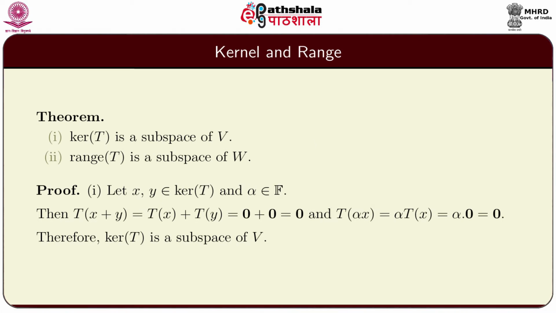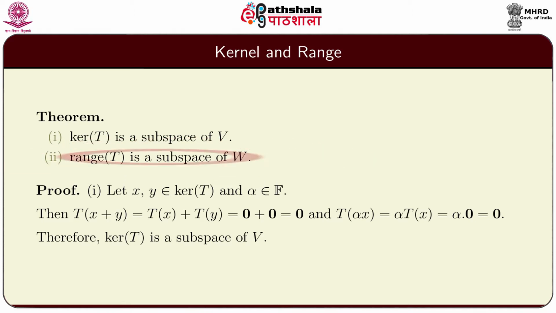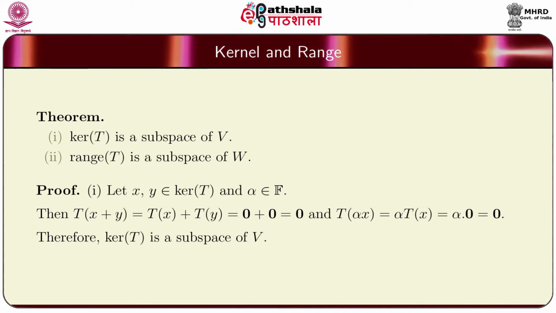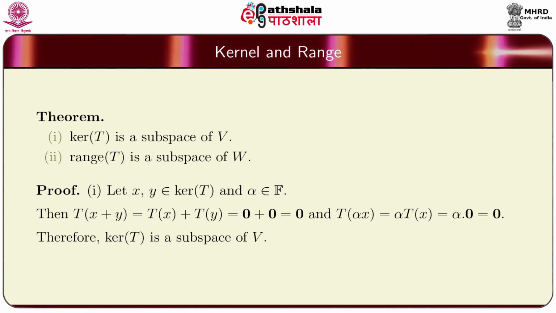This is the theorem which says that kernel T is a subspace of V and range T is a subspace of W. So, how do we prove that? The first thing to note is that kernel of T is always non-empty, in fact it contains the 0 vector. Why? Because T0 is always 0.